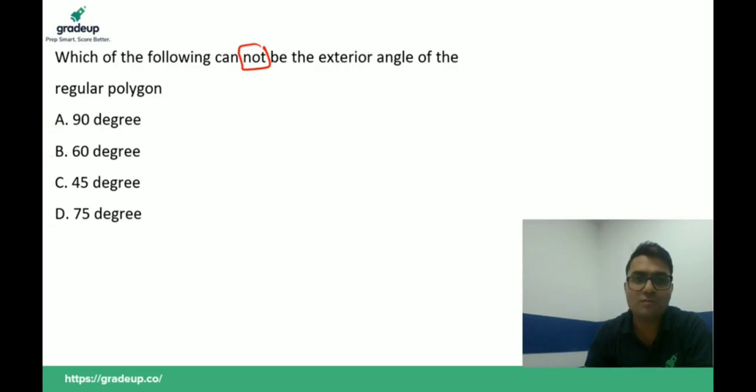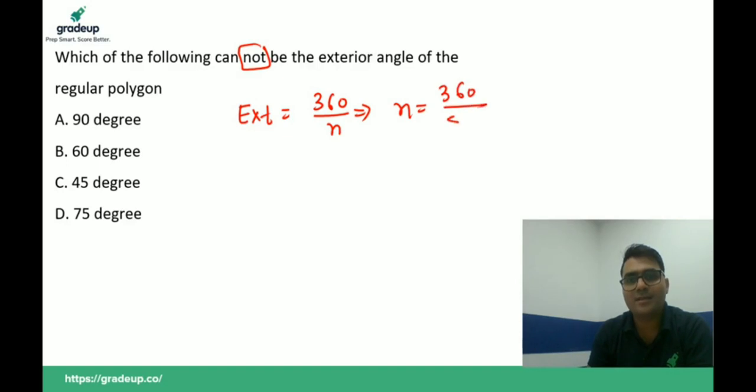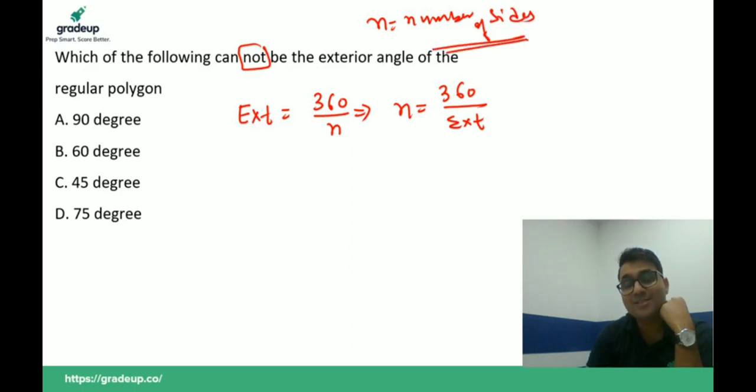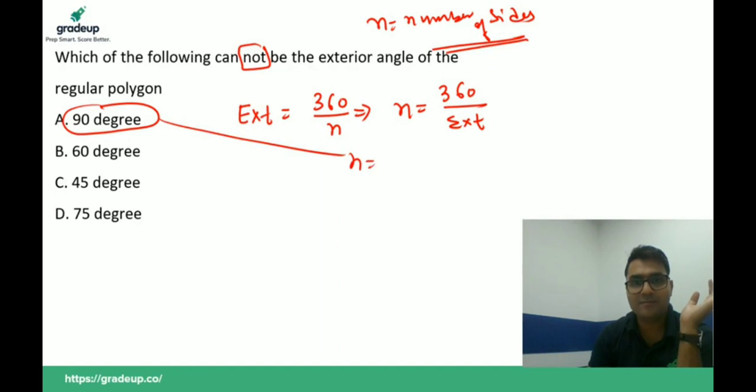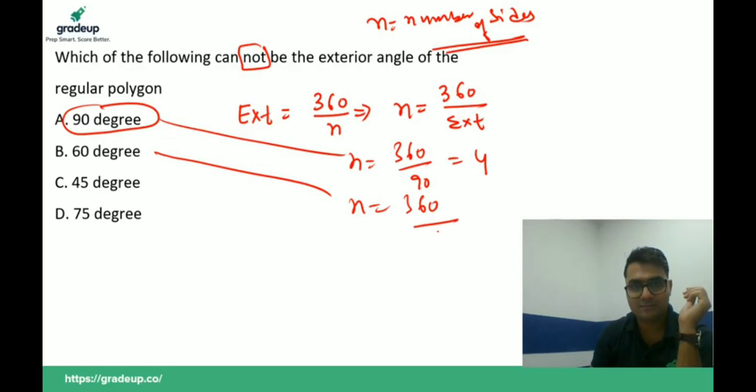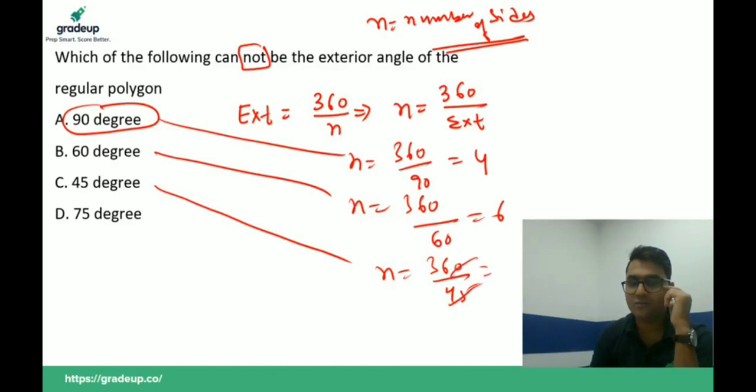As you all know, the exterior angle of a polygon is 360 by n, and then n is equal to 360 by the exterior angle. And n is what? n is the number of sides, and the number of sides must be an integer. So, if you are taking 90 degrees, then n will be 360 by 90, which is 4. If you are taking 60 degrees, n will be 6. If you are taking 45 degrees, n will be what? 8.